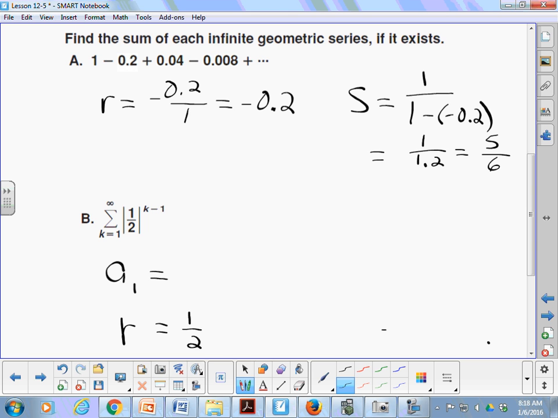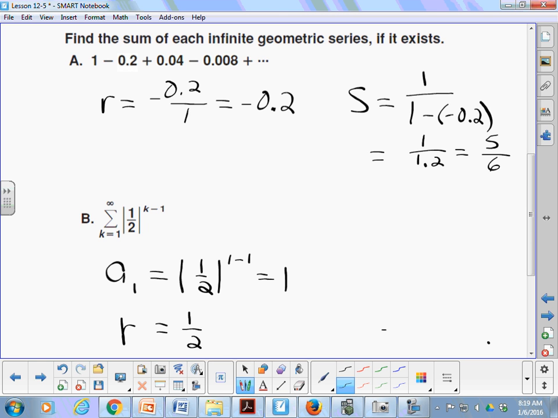Okay, how do I find the first term? We put in 1 for k. So the absolute value of 1/2 to the 1 minus 1 power. Since 1 minus 1 is 0, what's the absolute value of 1/2 to the power of 0? What's anything raised to the power of 0? 1. Okay, so this is 1.